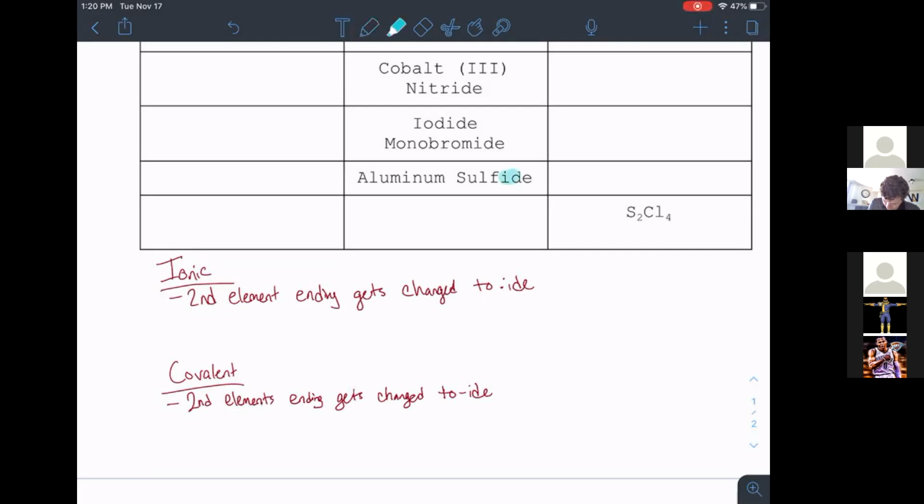If we look at aluminum sulfide, you can see it. Iodine monobromide, you can see it. Cobalt 3 nitride, you can see it. Our ending is always going to change to IDE. Anything else we have to remember for either of those two naming?